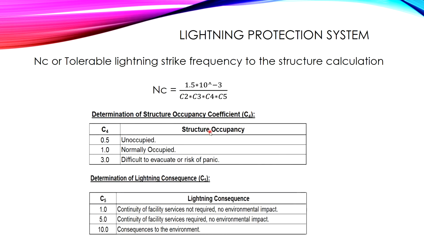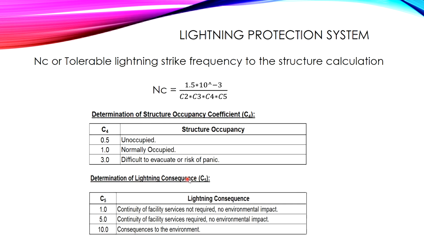C4 depends on the occupancy of the structure itself. Is it unoccupied, or normally occupied, or difficult to evacuate, or is there a risk of panic in this building? If it has a risk of panic, high occupancy, this means that we will choose the value 3, or the highest value, which means a lower allowable number of strikes. If it is unoccupied, then we will choose 0.5.